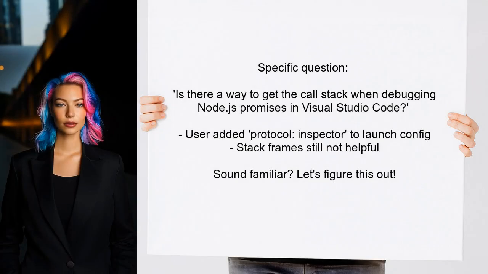Let's dive into the specific question at hand. One user asked, is there a way to get the call stack when debugging Node.js promises in Visual Studio Code? They mentioned that even with the protocol inspector attribute in their launch configuration, the stack frames weren't very helpful. Sound familiar? Let's figure this out together.